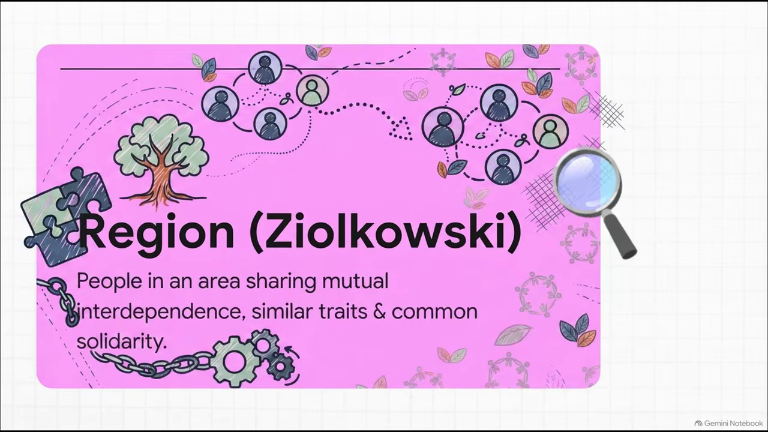Actually, this exact conflict is why Ziolkowski, also in 1969, offered this incredibly beautiful human-centric definition. He said a region is a group of people living together in a given area, under conditions of mutual interdependence, experiencing similarity of traits, and sharing a sense of common solidarity. I love that because it shows that at their very core, regions aren't just invisible lines or bounding boxes. They are deeply human concepts built on community and shared survival.